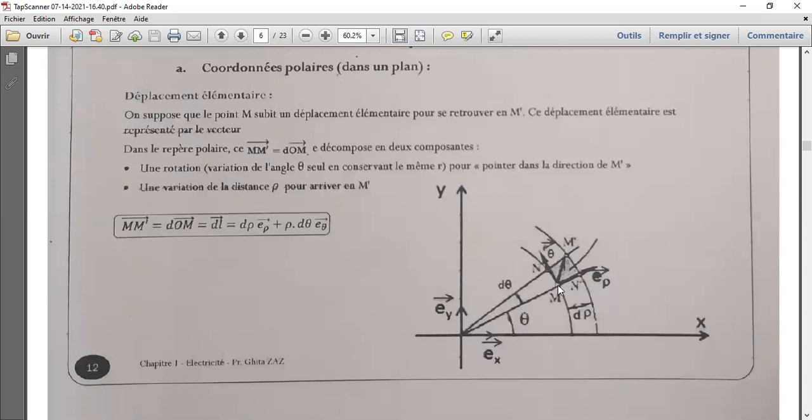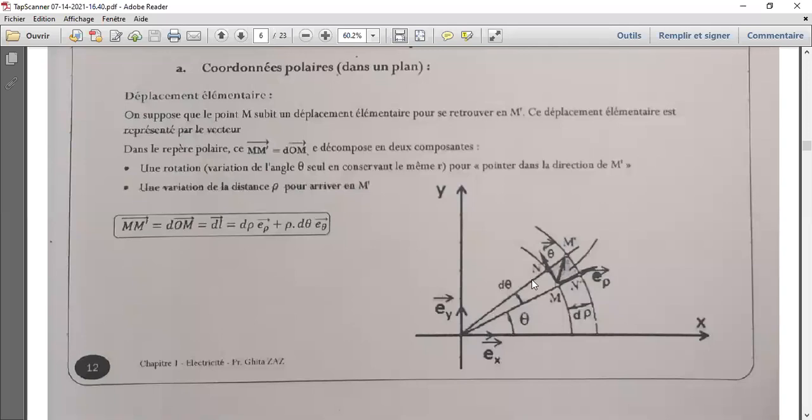So how can I interpret this? The point M will move to the point N. What do you observe here when M moves to N? You observe that theta is the one which is changing. The angle, in other terms, is the one changing. But do you observe any change in the distance OM? You see that there's no change because this point is still moving on the same circle.